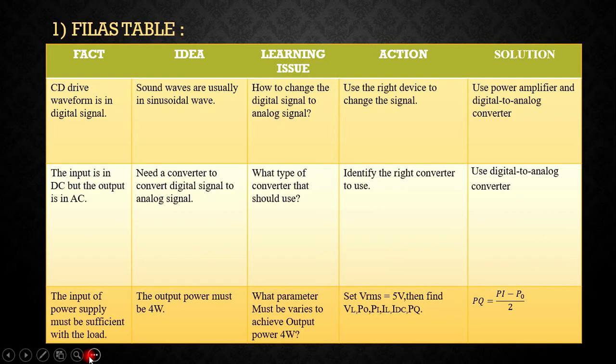For the VRMS, we already tried the values 4 VRMS, 5 VRMS, and 6. The 5 is the exact value because for 4 and 6 we get values far away from 4 watt. And the solution for our last fact is we use the formula PQ equal to PI minus PO over 2.